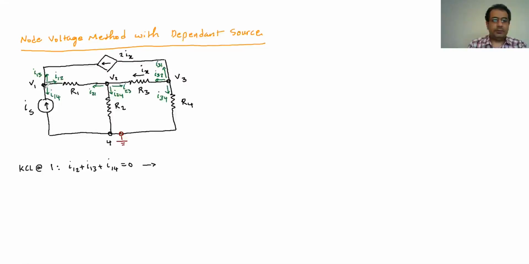So I goes from V1 to V2. So it's going to be the difference between the voltages, and then the resistor in the middle of them, which is going to be R1. And then for the second one, I goes from 1 to 3.